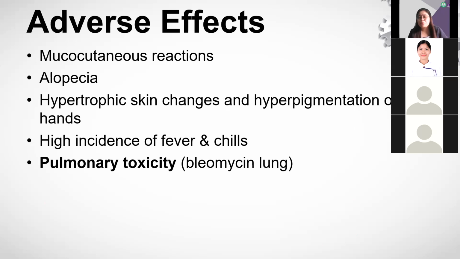Daunorubicin and doxorubicin target the heart, while bleomycin targets the lung. So we call it bleomycin lung. It can damage the lungs, like a ground-glass appearance, similar to TB, with scarring of the tissues in the lungs.